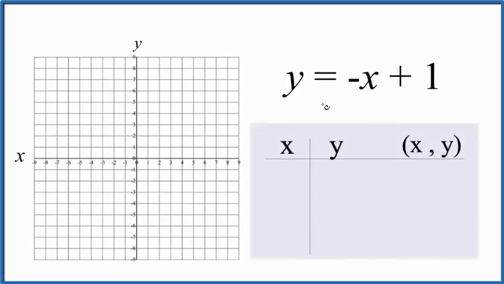Let's graph the linear equation y equals negative x plus 1. And we'll do it two ways. We'll use a table of values, and then we'll look at slope-intercept formula. So let's just do a table of values. Put a value in for x, we get a value for y, and then we graph the point.